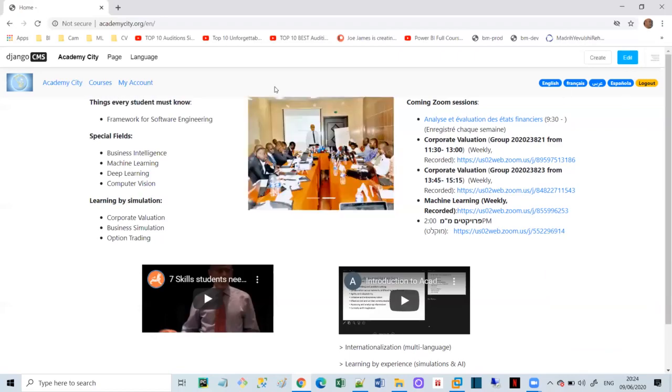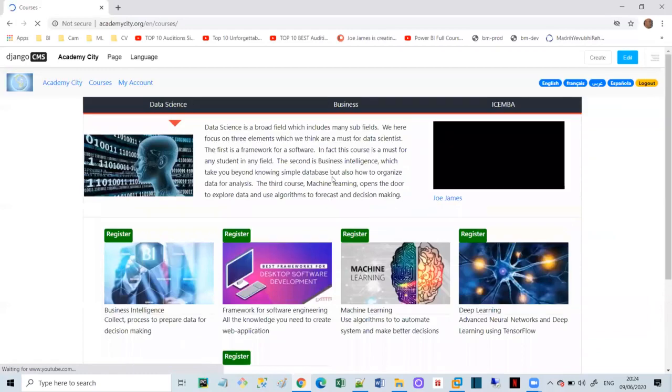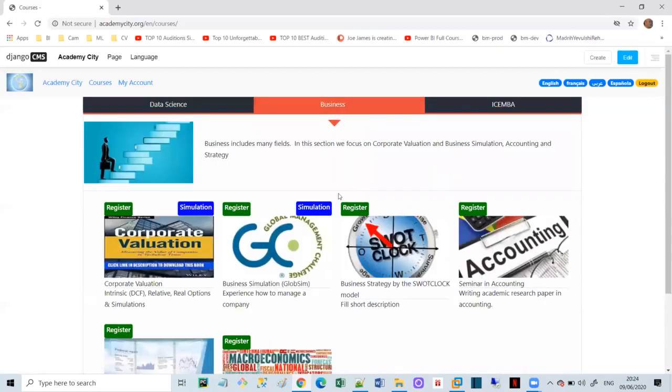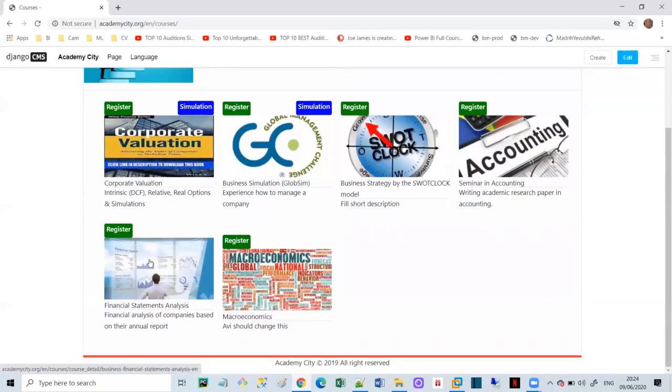After you log in, you go to courses, and in the business section, we have a course that is really designed for someone that wants to study accounting, financial statement analysis, and some corporate valuation in a fast way, still at a high level. So we dedicate about a session or two to each one of those topics. We'll start with accounting today.